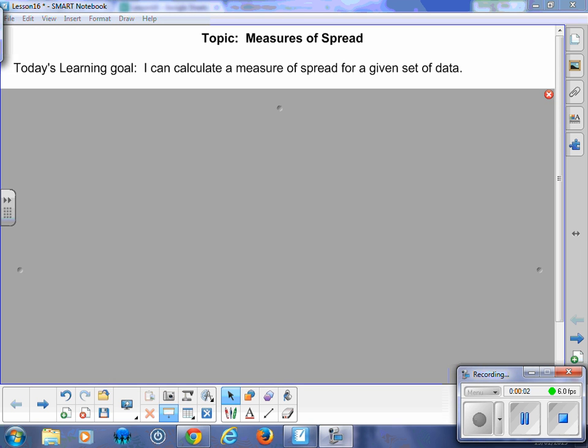Hello and welcome to the lesson on measures of spread. So your learning goal today is that I can calculate a measure of spread for a given set of data.